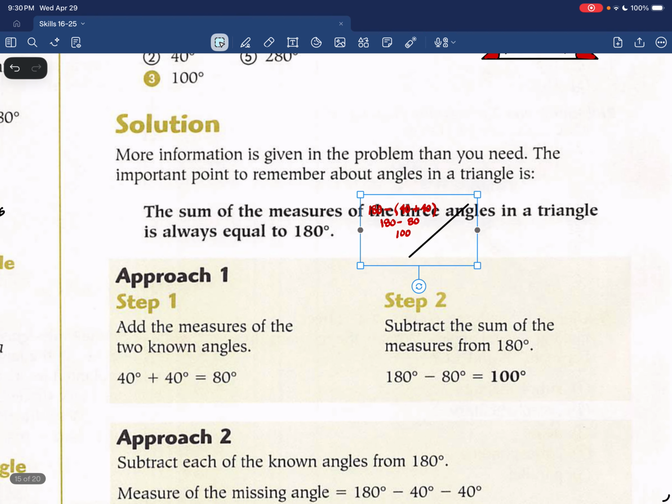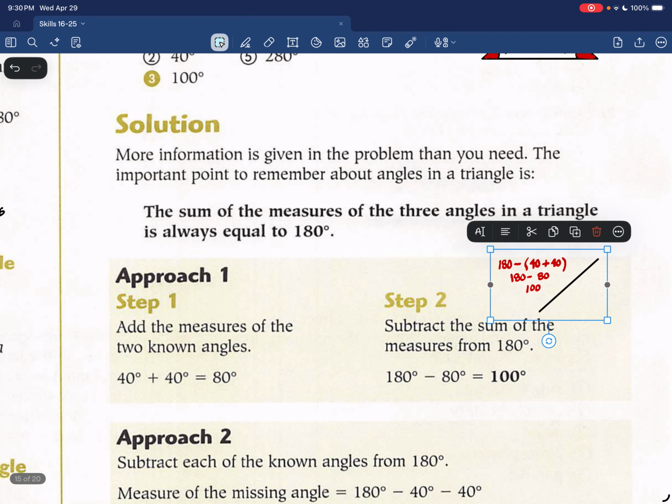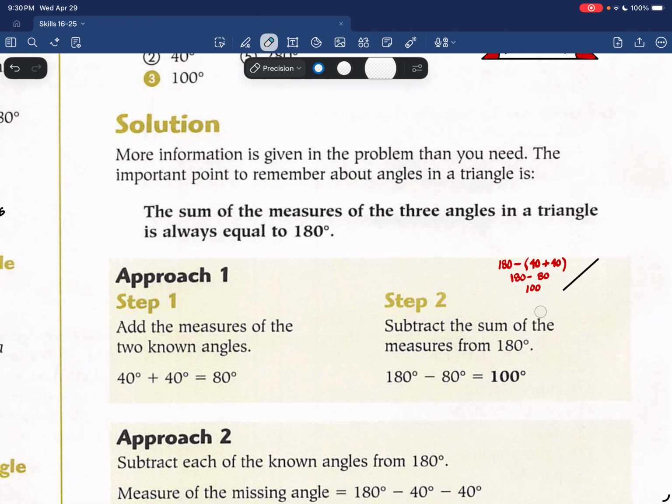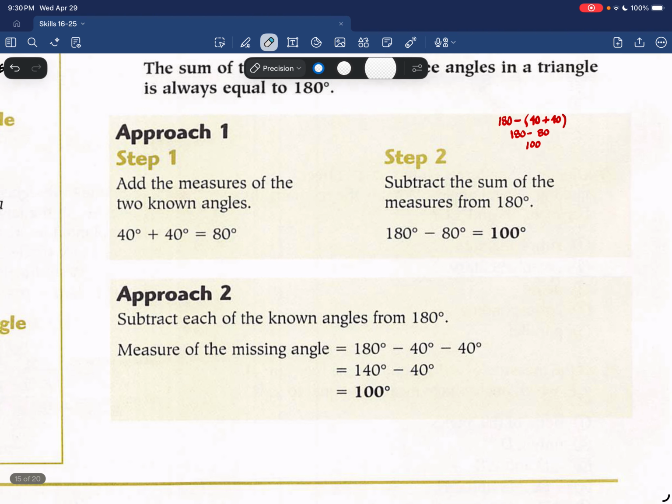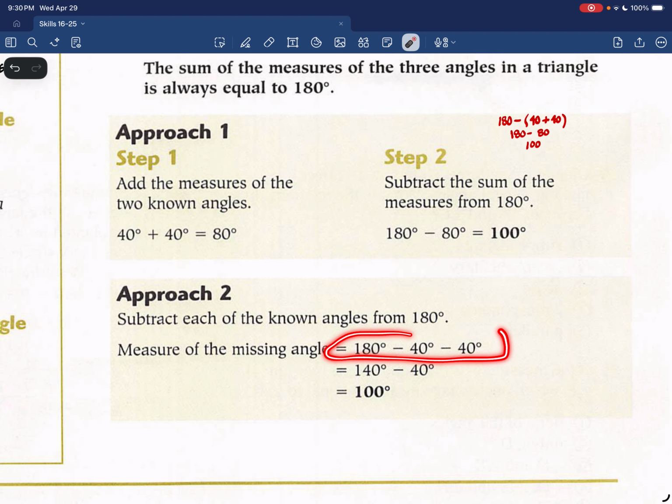So that's what they're describing in this method. Works every time. That's my preferred method. Approach 2 is to subtract each of the known angles from 180. So you would start with 180 and then you would minus 40 and you would minus 40 again. That will get you to 100 because the order of operations says to work from left to right when you have all the same operation.